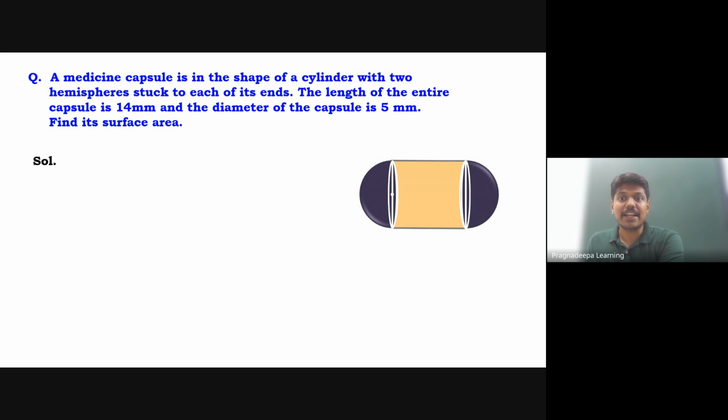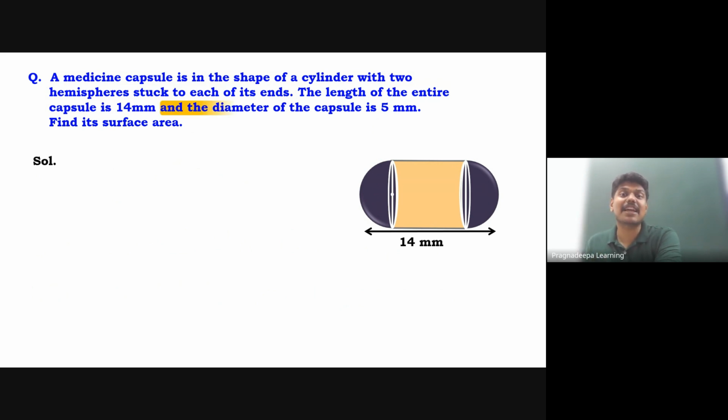The length of the entire capsule is 14 millimeter. Don't read it as 14 meters. The capsule cannot be that big. Even a 14 centimeter capsule is not possible. Forget about meters. 14 centimeters is about the length of your scale. It's a 14 millimeter. Okay, jokes apart.